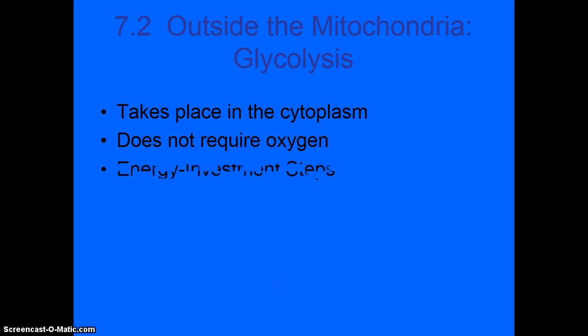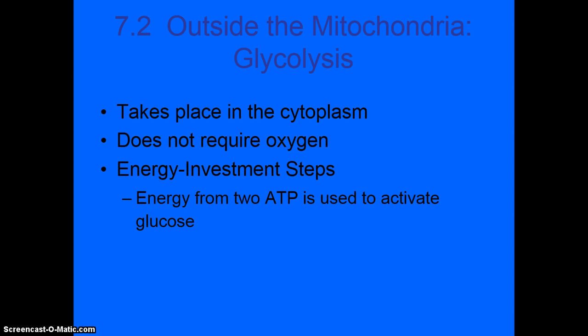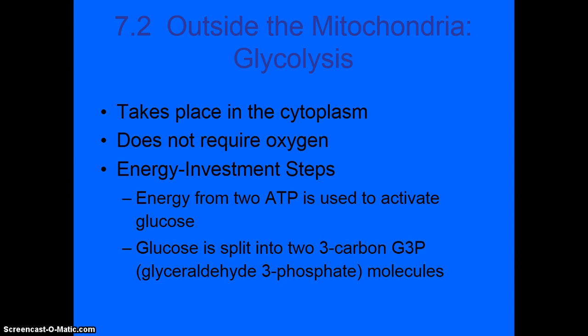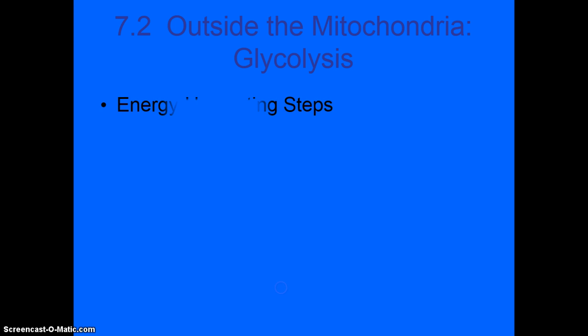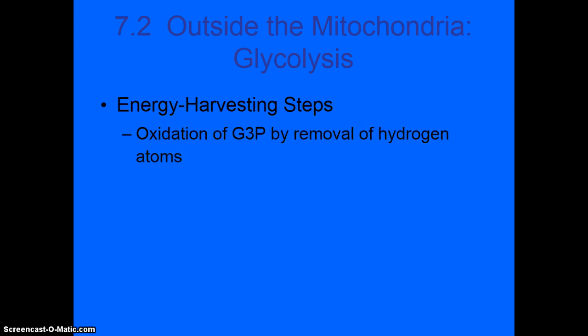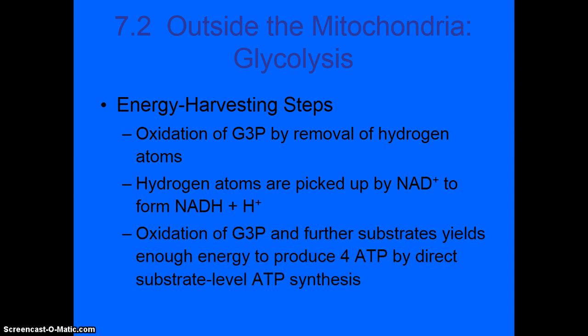It does not require oxygen, and it is broken into two sets of steps. One set we refer to as energy investment steps, because we're going to put in 2 ATPs in order to get glycolysis to go and to get the products that we need from it. And then there are the energy harvesting steps. And this is where the oxidation of G3P is going to occur. And in addition to that, we're going to have 4 ATPs being produced, which is going to give us a grand total in glycolysis of 2 ATPs for ATP production.